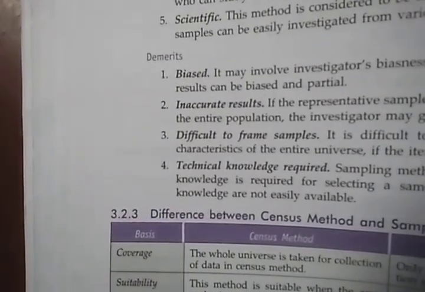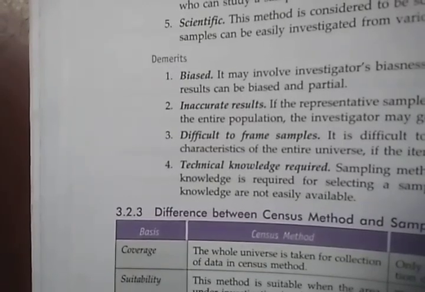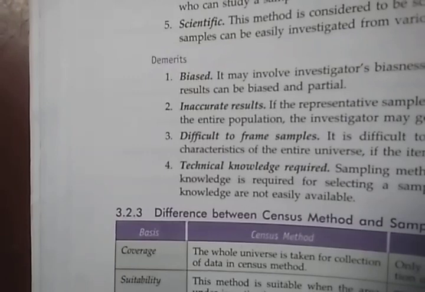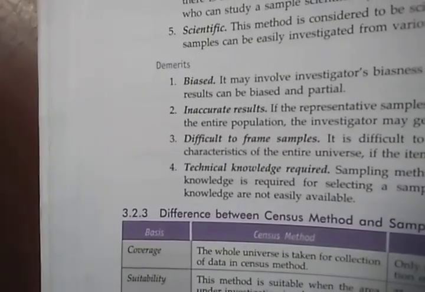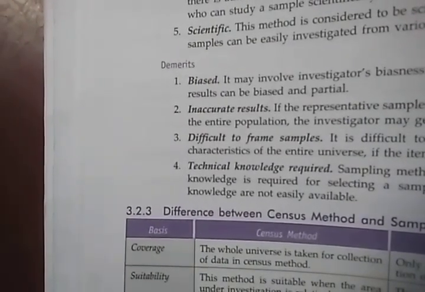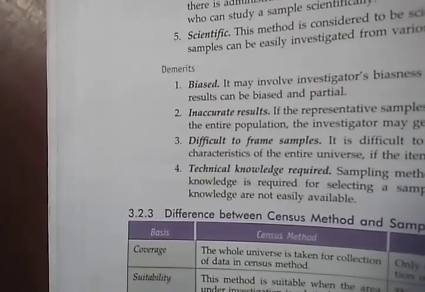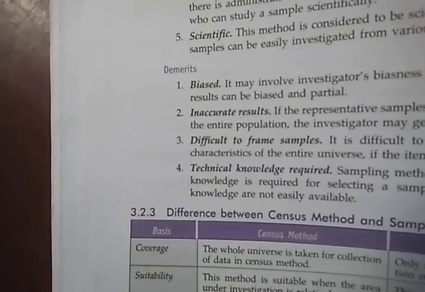Technical knowledge. Actually, technical knowledge is required. It is not census method, it is sampling method. In sampling method, different formulas are used and the subject knowledge in statistics should be good. Otherwise, it will be very difficult to collect the data and to calculate the result of the sampling method.